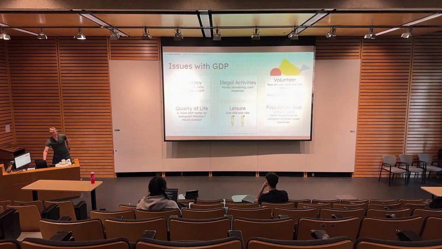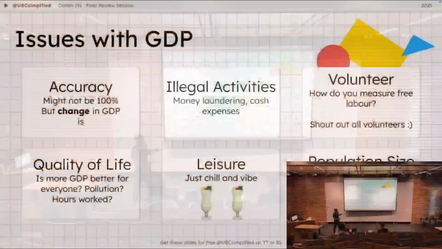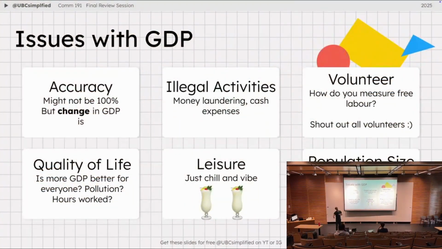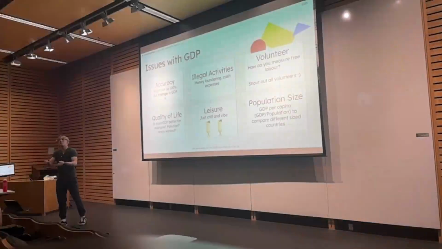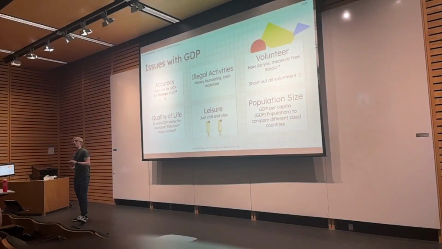Moving through. All right, GDP is great. It's chill, except there are a few issues with it. So it's not 100% accurate. We could miscount. Maybe we produced a bunch more, but it might not be accurate. But because we do the same method of counting, the change in GDP is very accurate, and that's what we're looking at. Also, illegal activities. If someone's smuggling drugs, or if they're having money laundering, that's not included in GDP. People won't pay their taxes on that. So a country might actually be producing a lot more value, but because it's illegal, we're not actually seeing that.